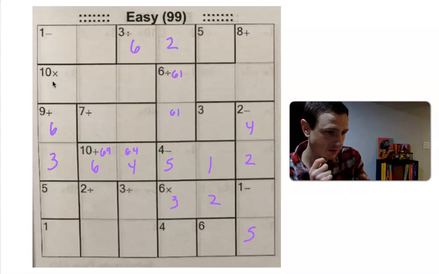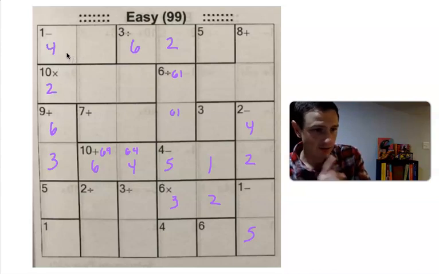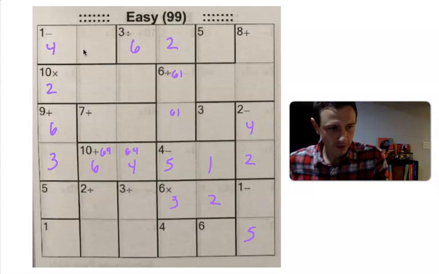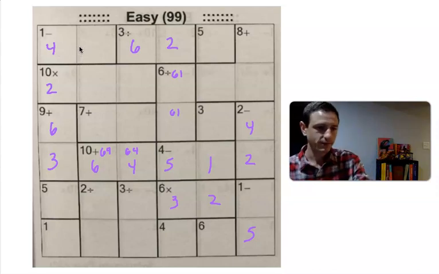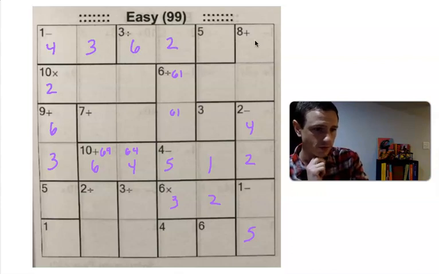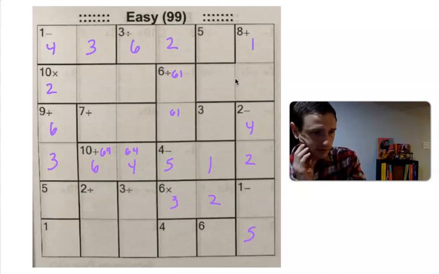6, 5, 4, and 2. 2 cannot go here, so this has to be the 2. This is going to be 4. This is what I was talking about earlier. 4 minus 3 is 1, 5 minus 4 is 1. I can't do 5, so this has to be 3. 6, 5, 4, 3, 2, 1. So this is going to be 7. And, no.